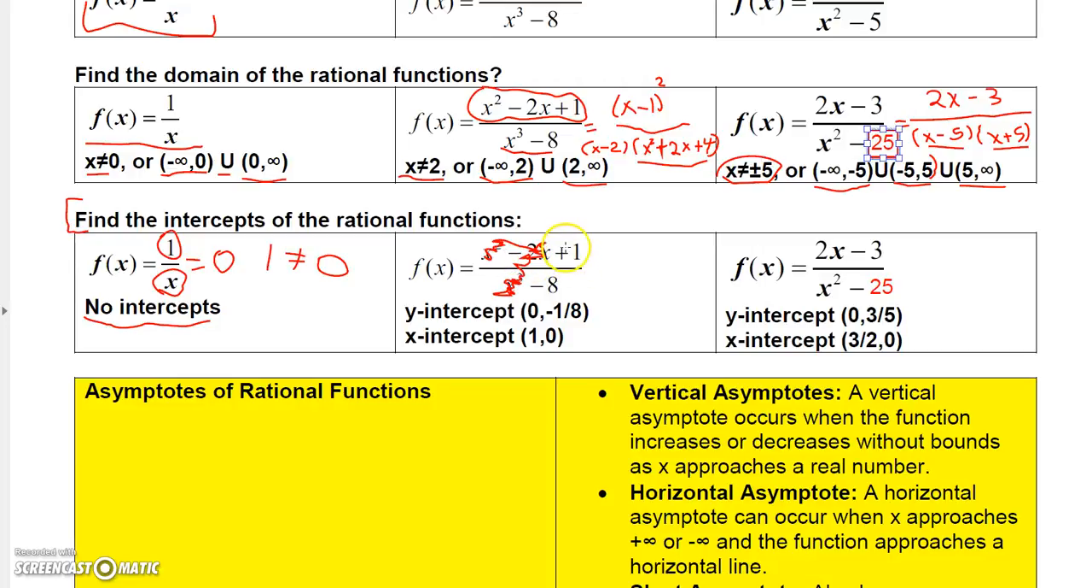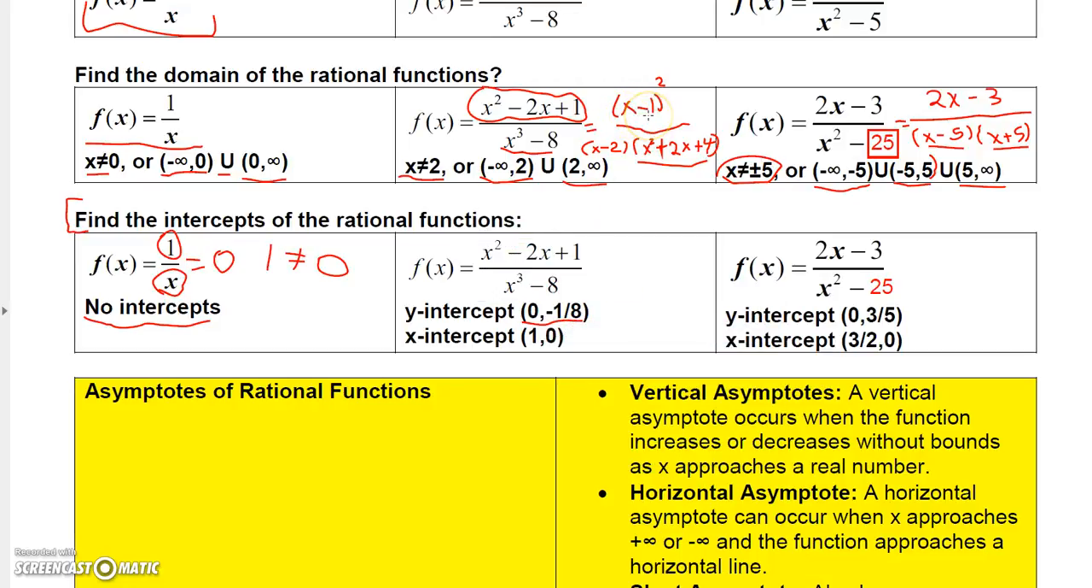And you would get 1 on top and negative 8 on bottom, or 1 over negative 8. So that would give you negative 1/8 for the y value. So the y-intercept is negative 1/8. Now let me refer to the factored form up here.